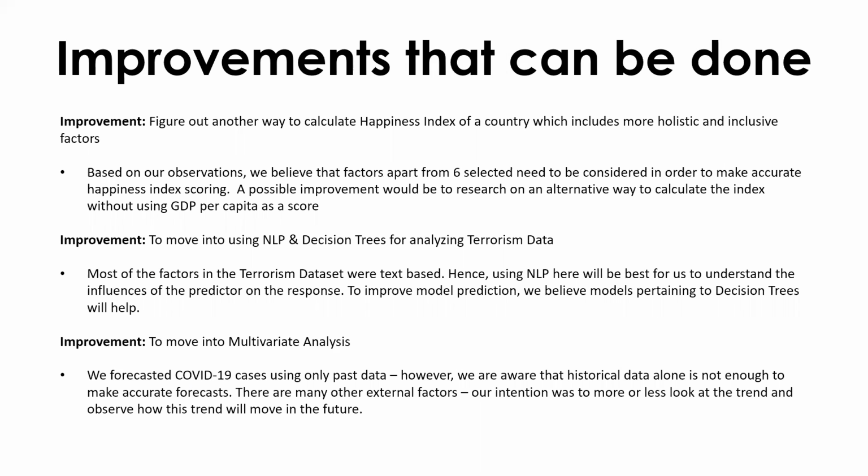As our last slide, here are some of the improvements that we believe can be done. First of all, for having a more inclusive and more accurate happiness index of a country, we believe it's important to add more factors other than the 6 that are being used right now. The second improvement is to move into using NLP and decision trees for analyzing terrorism data, because we've seen a lot of columns in it which contain text data, and the best way to analyze text data would be using NLP.